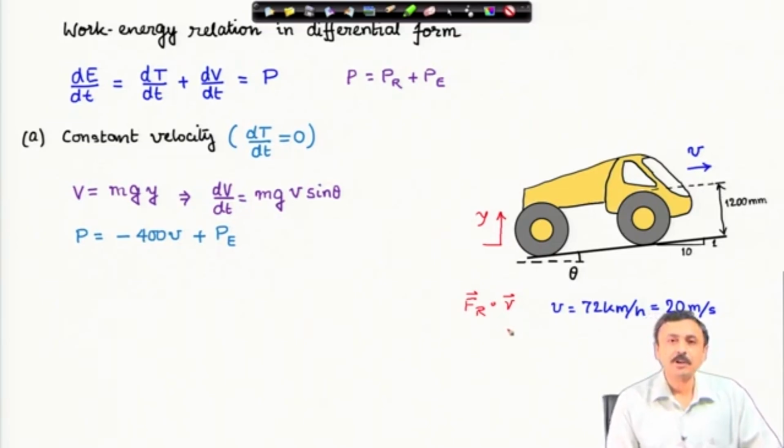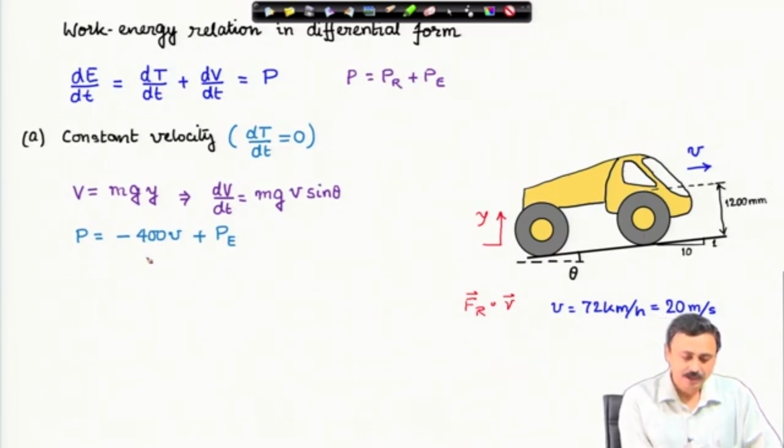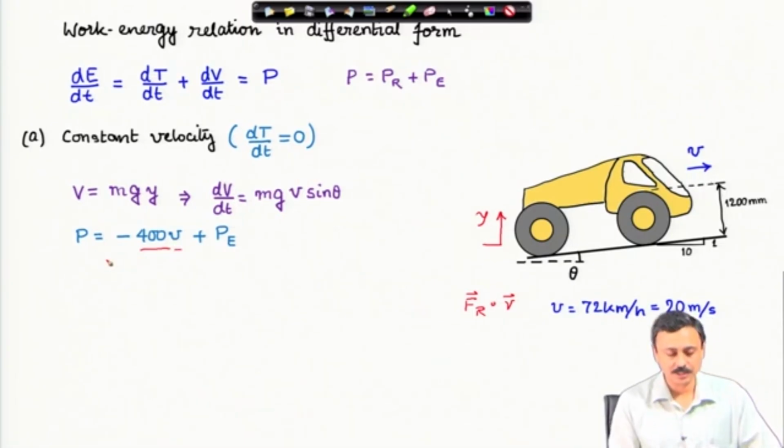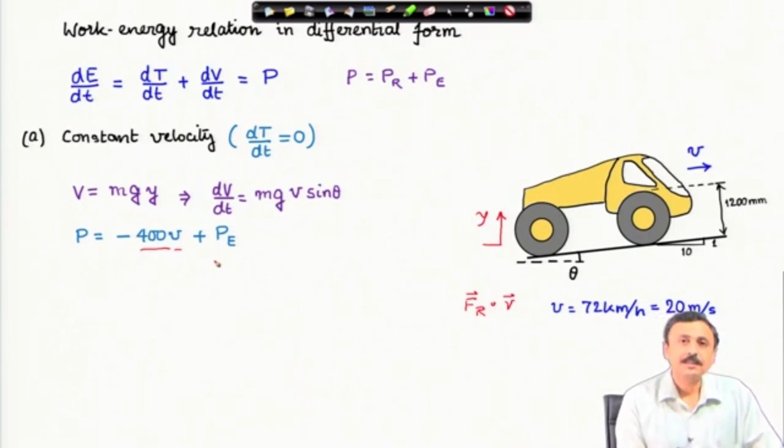Now, rolling resistance and velocity are in opposition. The rolling resistance will always act opposite to the direction of motion. Therefore, this dot product comes with a negative sign. This is the rolling resistance 400 Newton, and this is the velocity, and the negative sign is because the vectors are in opposition. Plus, this is the engine power. Engine feeds power into the system, and that is what we have to calculate. Therefore, that is the unknown, P E is the unknown.